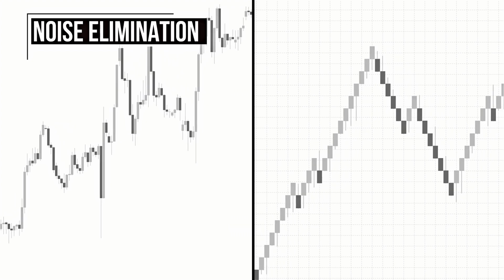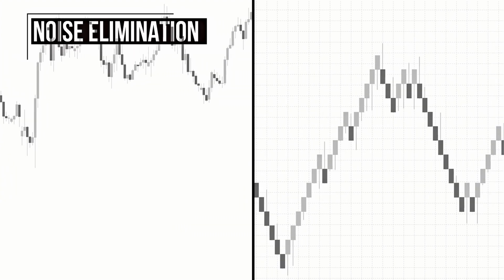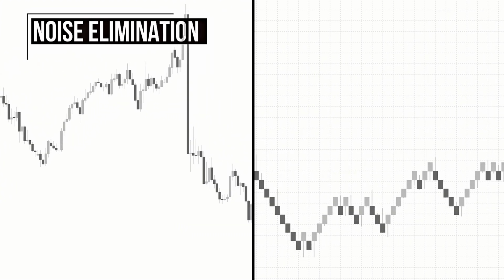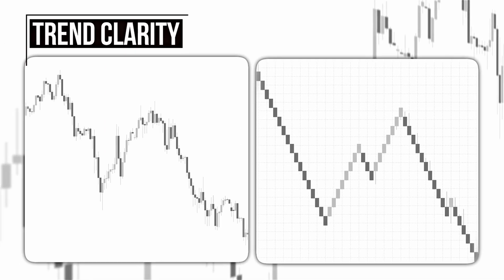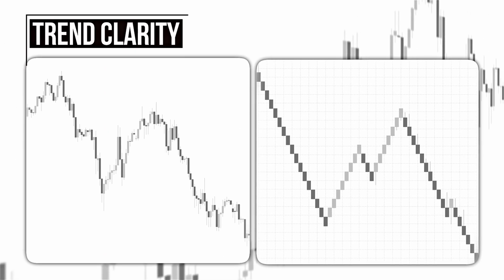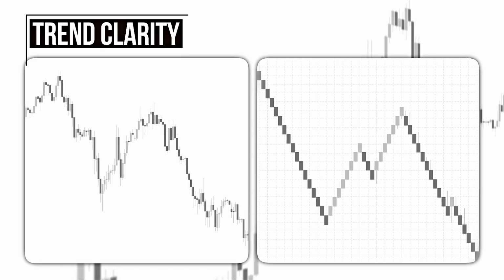Elimination of market noise by filtering out small price movements that are not significant. Renko charts help identify trends more easily without so much drama. Clarity in trend direction. Thanks to the clarity of the blocks or bricks, this chart allows you to see easily and directly when a trend changes direction.